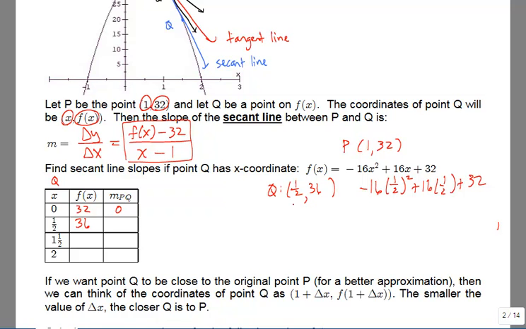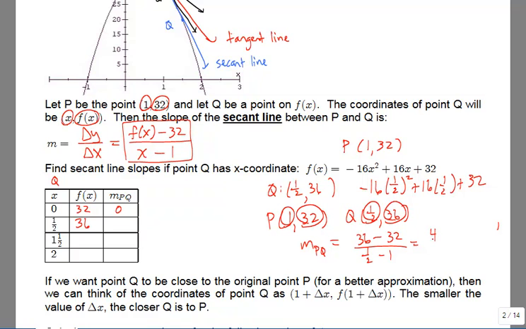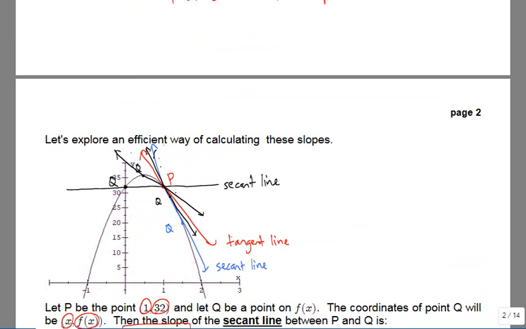So the y coordinate of point Q is 36. So if point P is (1, 32) and point Q is (1/2, 36), then the slope between these 2 points, I'm going to call that M sub PQ, would be the difference in this f of x minus this y value over the difference in our two x's. So 1/2 minus 1. And that gives me 4 over negative 1/2, which is negative 8. So the slope of this second black line right here was a slope of negative 8.